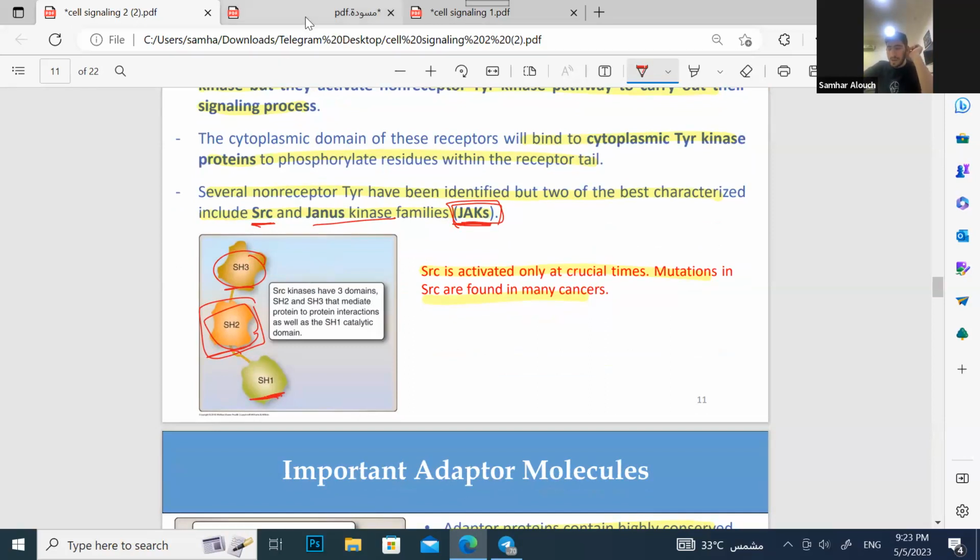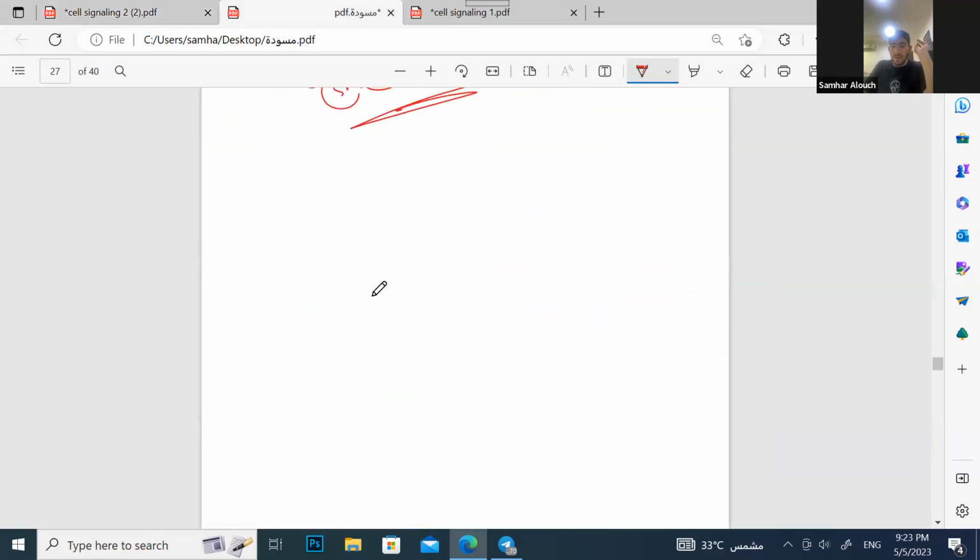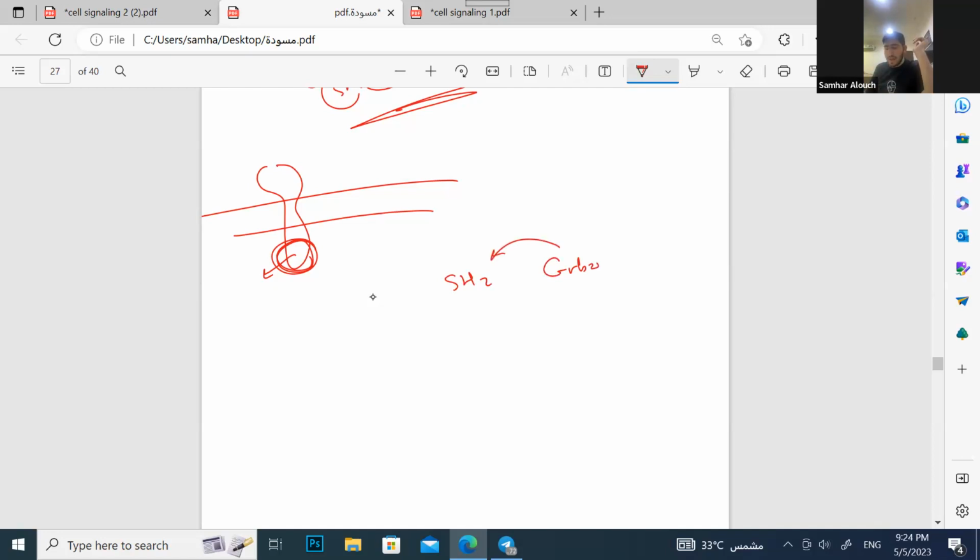Okay, repeat last part. So we have two things. We said that we have a receptor tyrosine kinase, which means that it's a receptor that has tyrosine kinase in it, which phosphorylates. And we have non-receptor tyrosine kinase, meaning that it's not a receptor, but it has tyrosine kinase, which means that it can phosphorylate, like SH2, like GRB2, which has SH2 in it, and JAKs. These things are not a receptor, but they have tyrosine kinase, which means that they can use it to phosphorylate other things. How do they function?